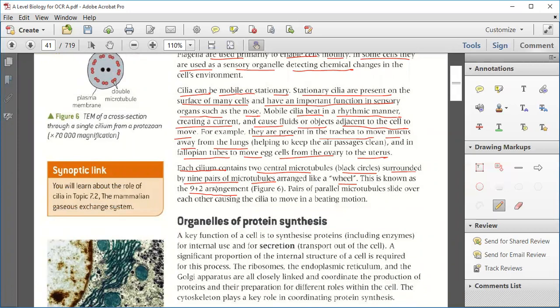Cilium contains the two central microtubules, the black circles, surrounded by nine pairs of microtubules arranged in a wheel. This whole 9+2 arrangement is in figure 6. Now pairs of parallel microtubules slide over each other, causing cilia to move in a beating motion. Got it? Clear?